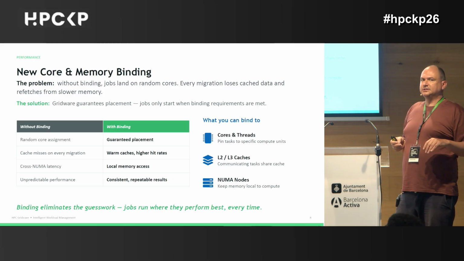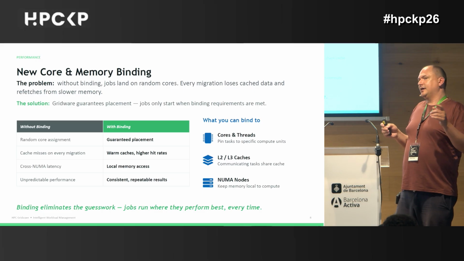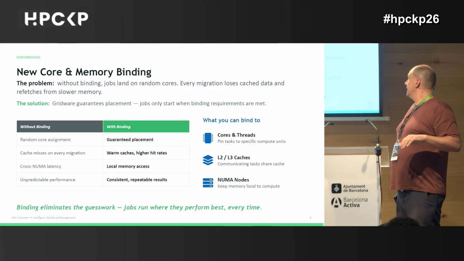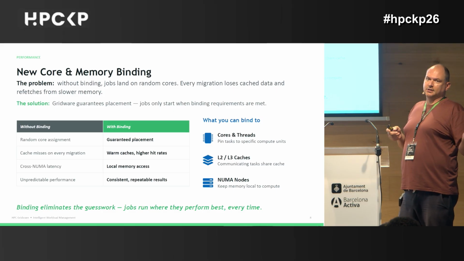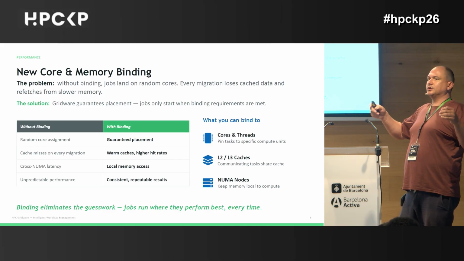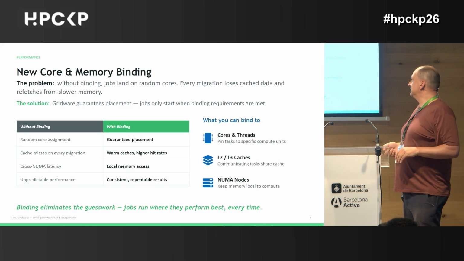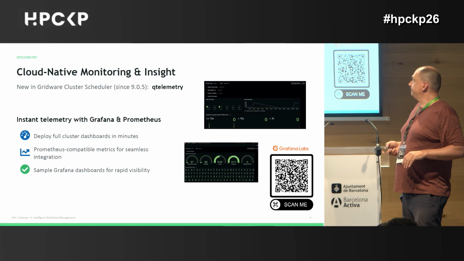We saw a talk from AMD yesterday. They have these CCDs with 8 cores using the same level 3 cache. Now you can express something like, I want to have 8 cores on the same level 3 cache, and then you have stable job run times and can optimize on that.